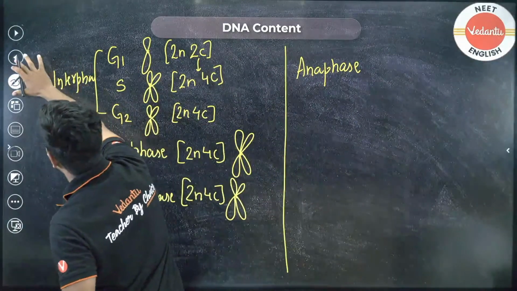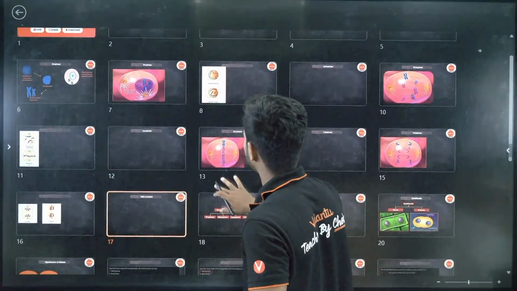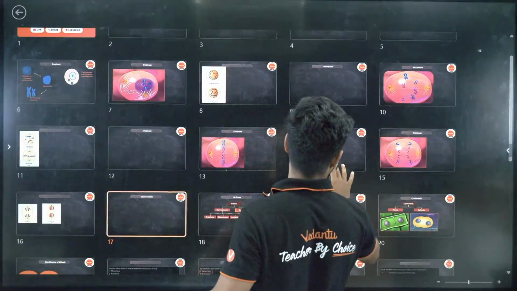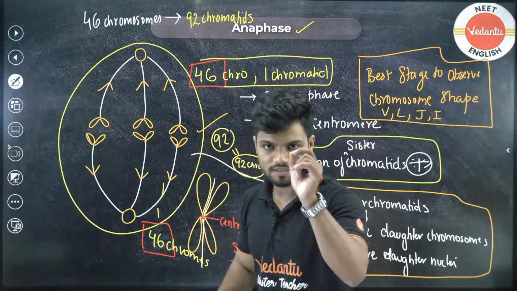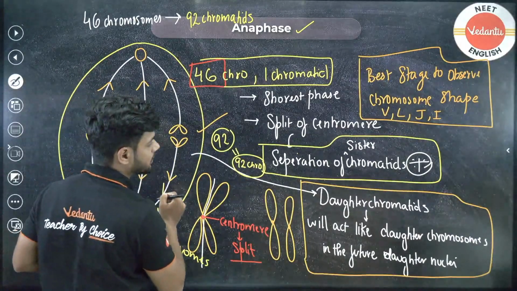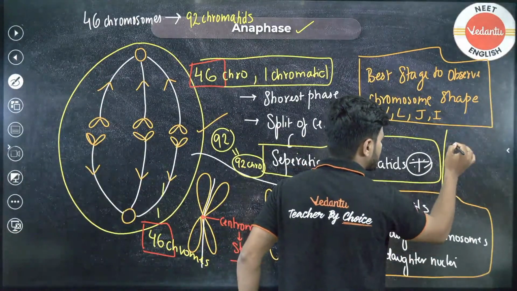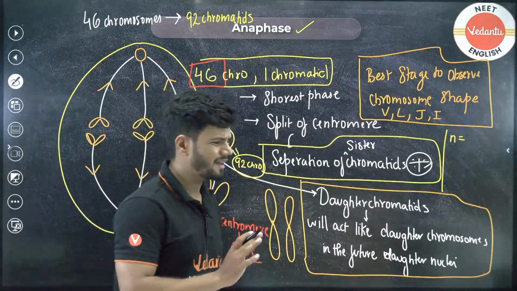Now students, can we go back to anaphase and just check once? Where is your anaphase? Telophase, anaphase, here. In anaphase, listen to me very carefully. What is N? N is going to be number of chromosomes, right? In anaphase, what is N here? N is 23.